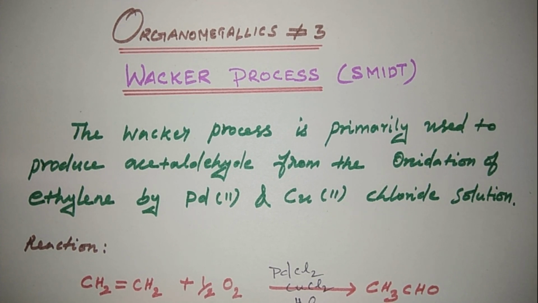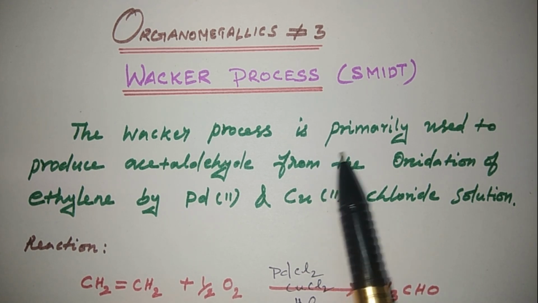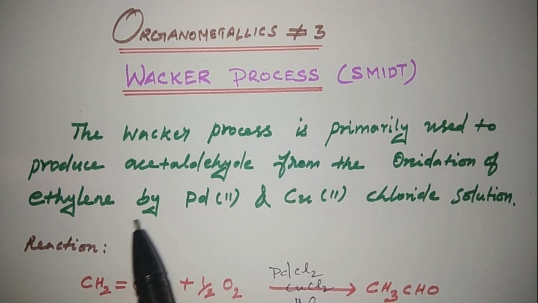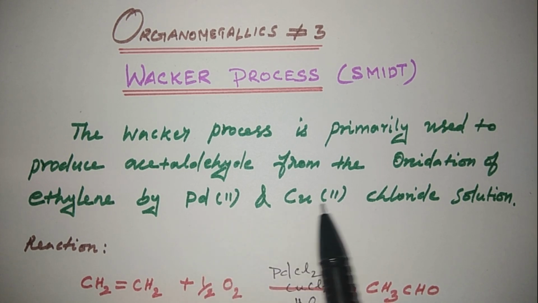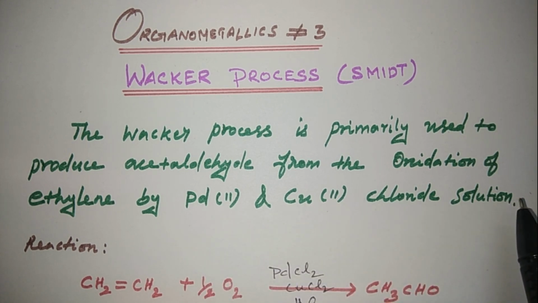Today in this video we can discuss the topic of organometallics, the Wacker process. The Wacker process was introduced by Smith. The Wacker process is primarily used to produce acetaldehyde from the oxidation of ethylene by palladium(II) and copper(II) chloride solution.